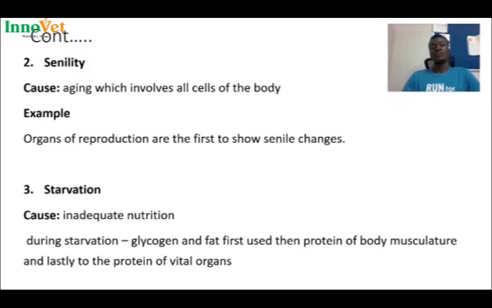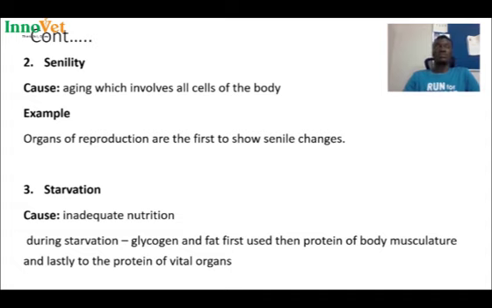And the other one is senility. Senility just refers to aging, but this aging usually occurs to the old cells within the body. This atrophy is observed majorly in old animals. An example I can give is the organs of reproduction, like the testes. These are the first to show the senile changes. So they atrophy, they become small as the individual or the animal ages.